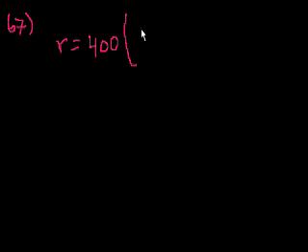67. Now look at that. This is a dense looking one, but let me write down the little equation they wrote on top. R is equal to 400 times D plus S minus P, all of that over P.